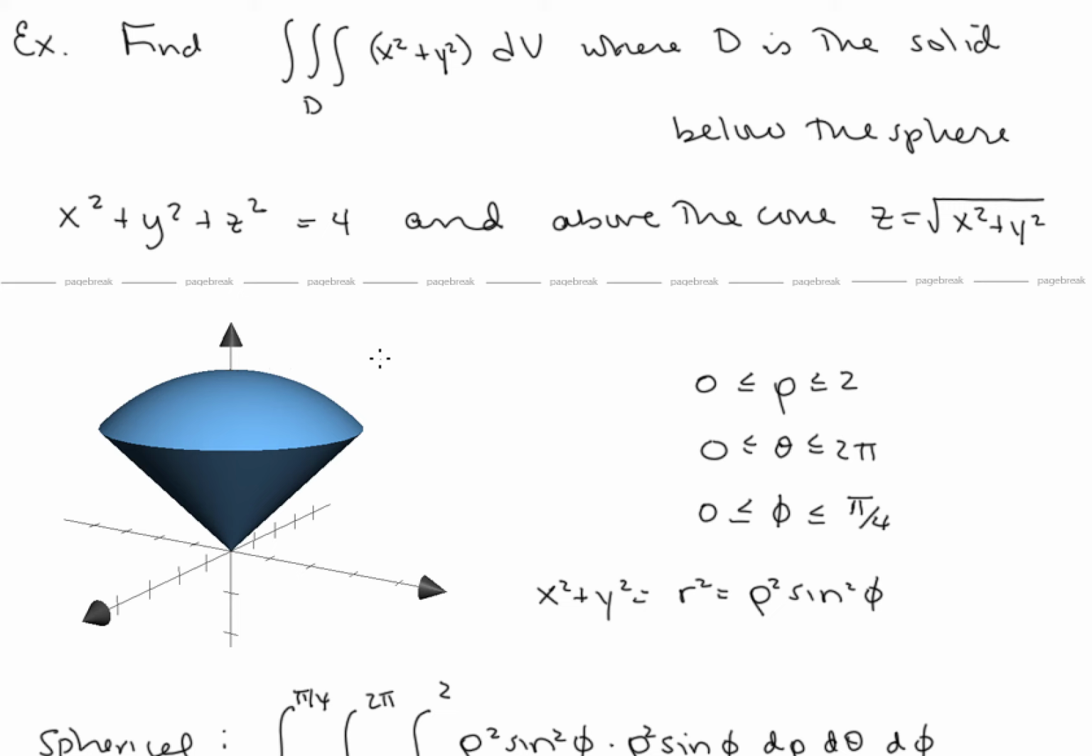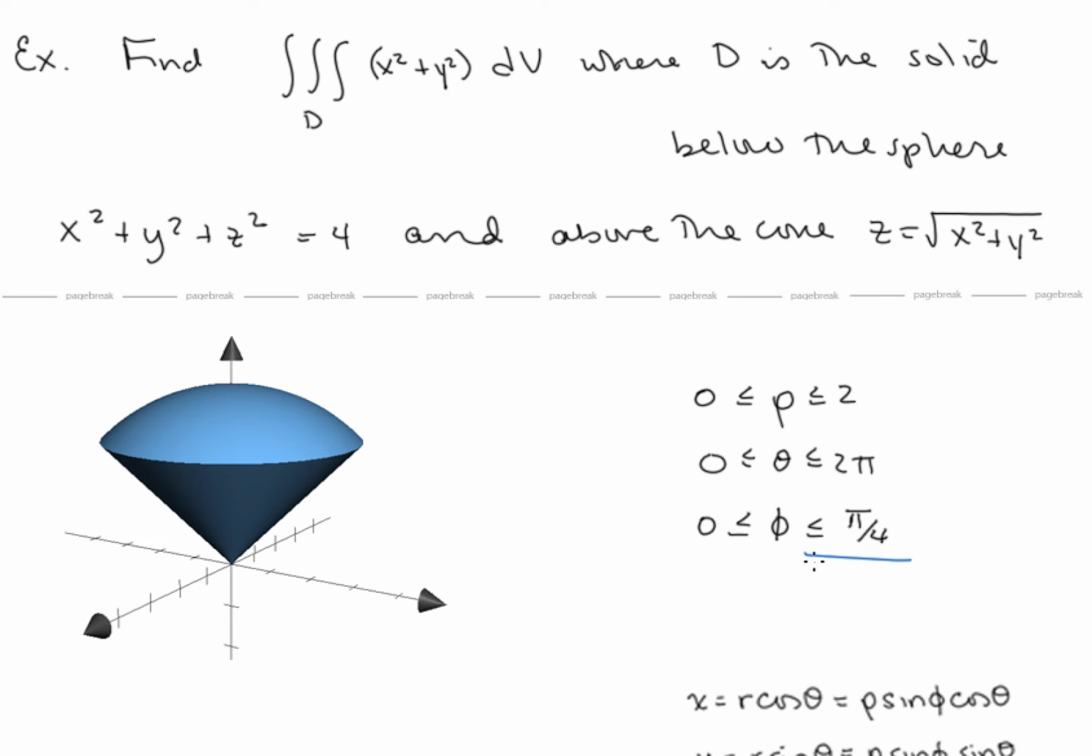And let's describe this domain in spherical coordinates. This is a sphere of radius 2. So rho, the distance from the points to the origin, is going to go from 0 to 2. Theta is going to go 0 to 2 pi, and phi is going from 0 to pi over 4. Now let's see how we get this phi equals pi over 4 bound. One way you might recognize it is to see that for z equals radical x squared plus y squared, we get traces when x is equal to 0.